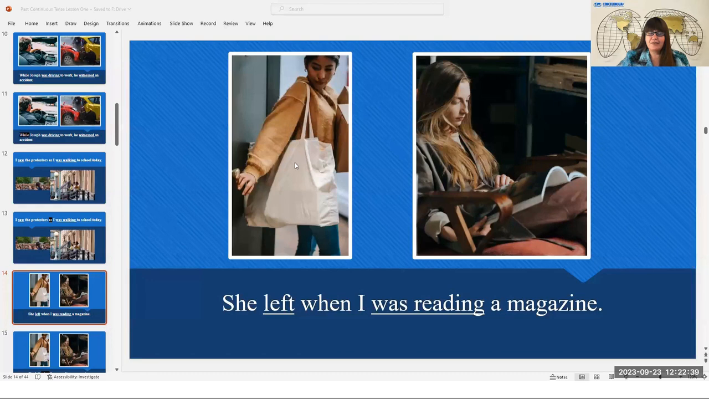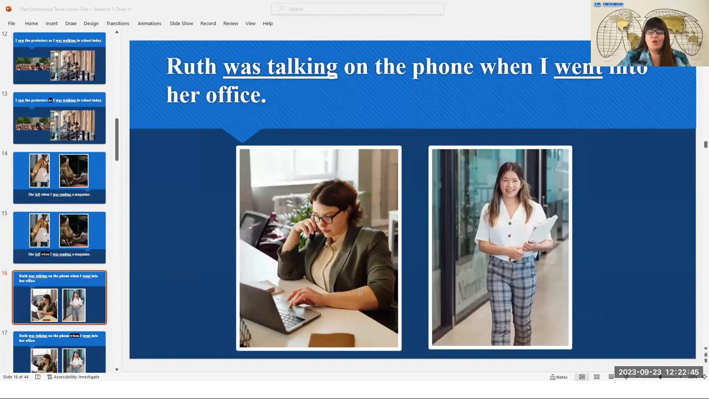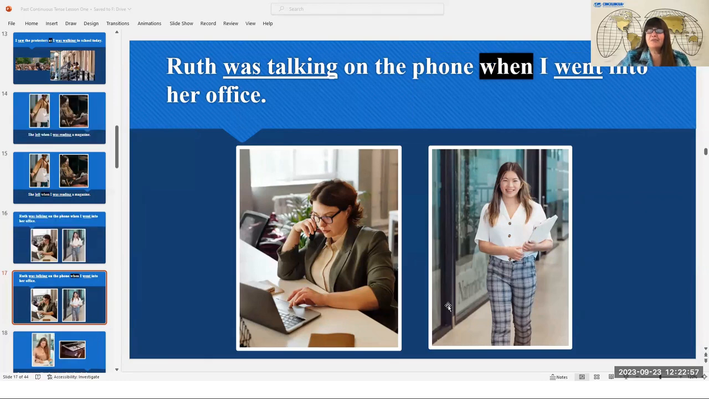She left when I was reading a magazine. Okay, she left when I was reading a magazine. When? Ruth was talking on the phone when I went into her office. She was talking on the phone when I went into her office. When?